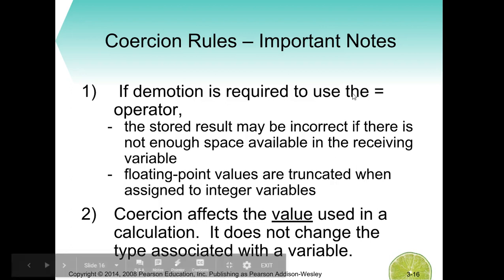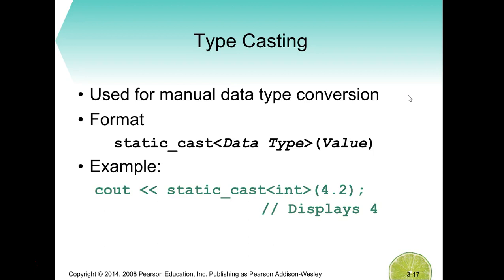Other rules: if demotion is required when using the assignment operator, then the stored result might be incorrect. There's not enough space available. For example, if I try to take a floating point number or a double and assign it to an integer, it automatically truncates it. It chops it off. And so you have to be careful of that. Coercion also affects the value used in the calculation. It does not change the actual value assigned to a variable.